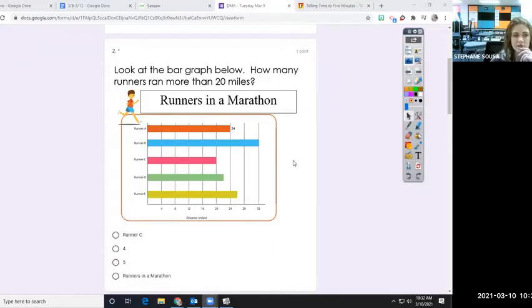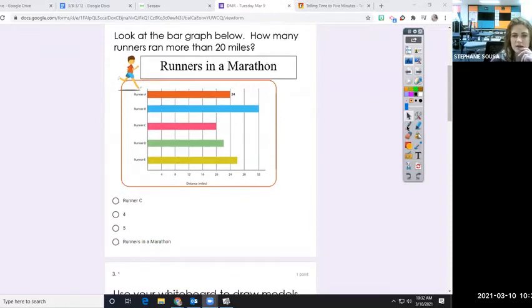Okay, so taking a look at our DMR from yesterday, our first question was about graphing. And we did miss some of this yesterday, but that's okay because graphing is our newest skill that we've learned in 3rd grade. So let's take a look at it. Look at the bar graph below. How many runners ran more than 20 miles?